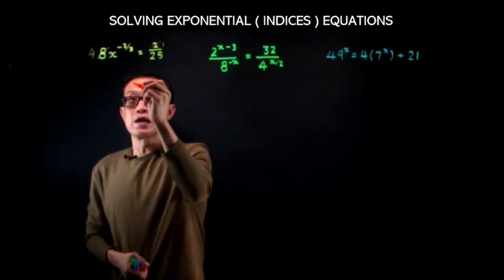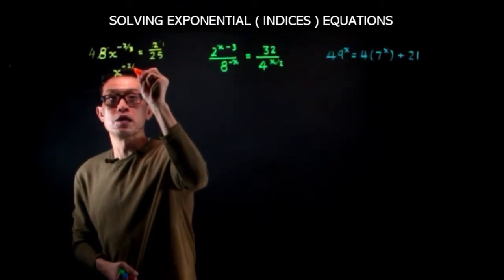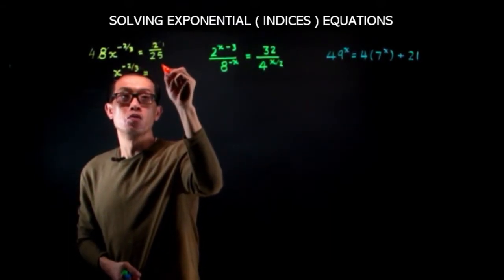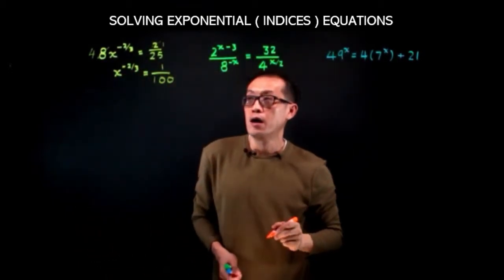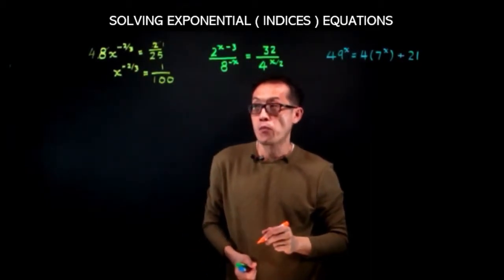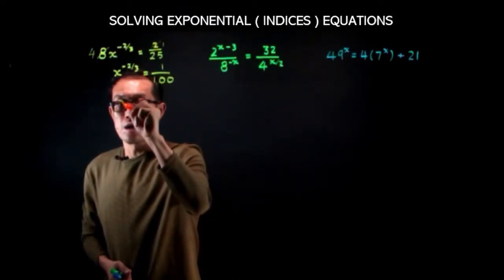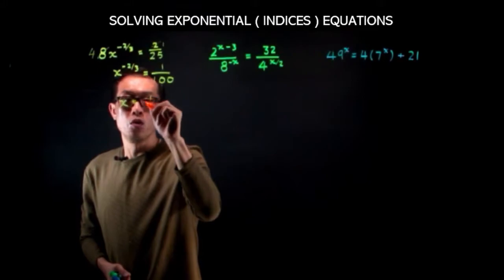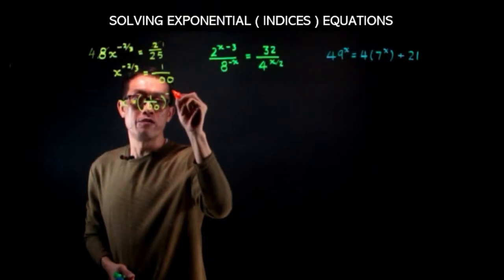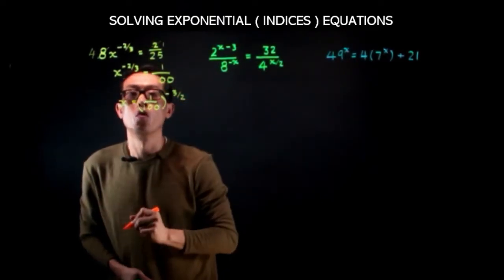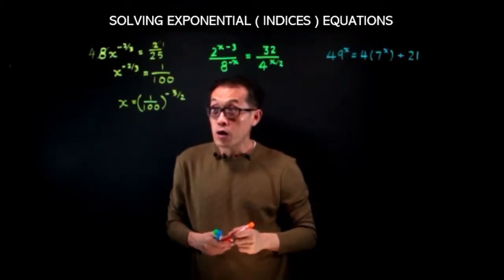Now you bring the 4 to the other side, so here you are left with x to the power of minus 2/3 will be equal to 1 over 100. Now many students are stuck over here. Now from here, x will be equal to 1 over 100 to the power of minus 3 over 2. Okay? Now, why is this so?